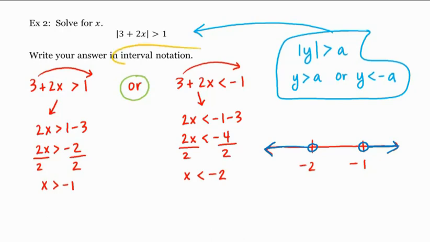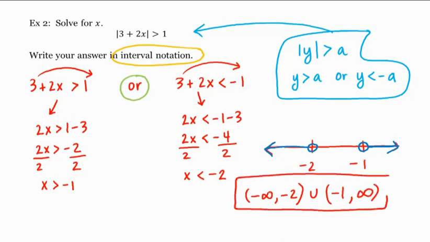But again, we're asked to put our answer in interval notation. And doing this gives us our answer of -infinity up to -2, open parenthesis because we do not want x to equal -2, union, again, open parenthesis, -1 up to infinity. And this is how we solve absolute value inequalities.